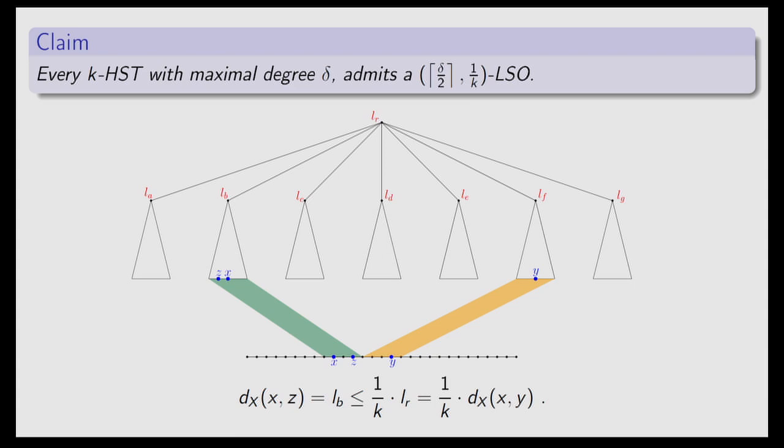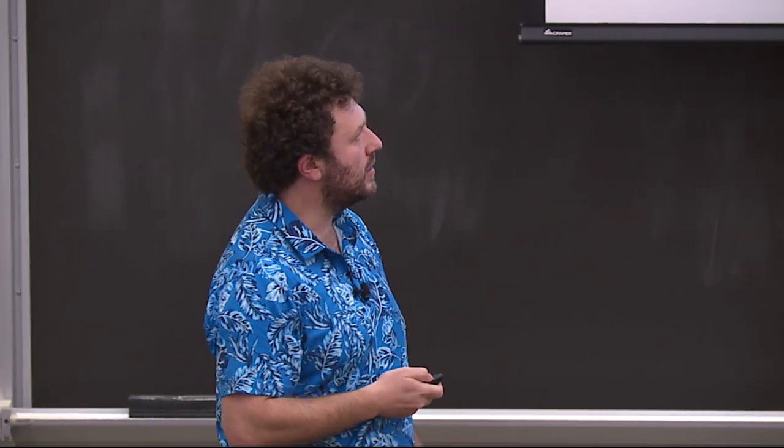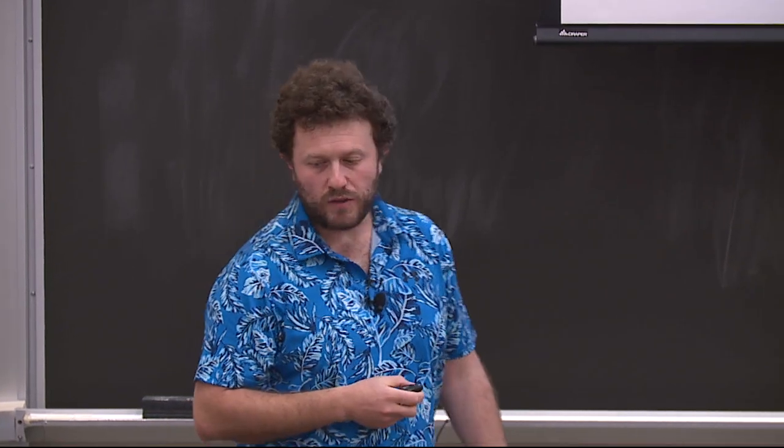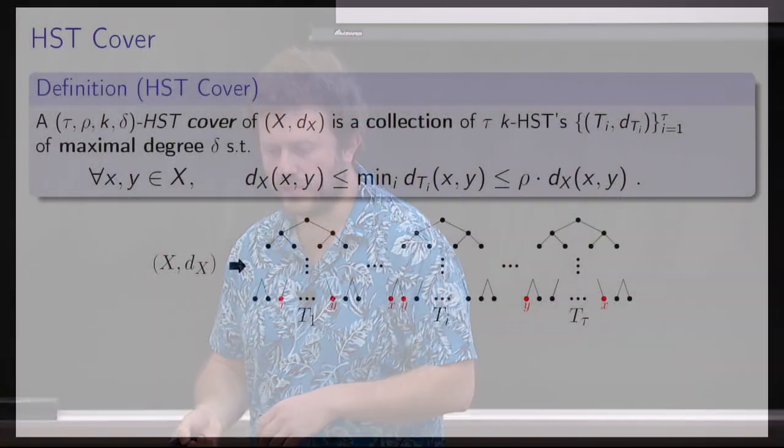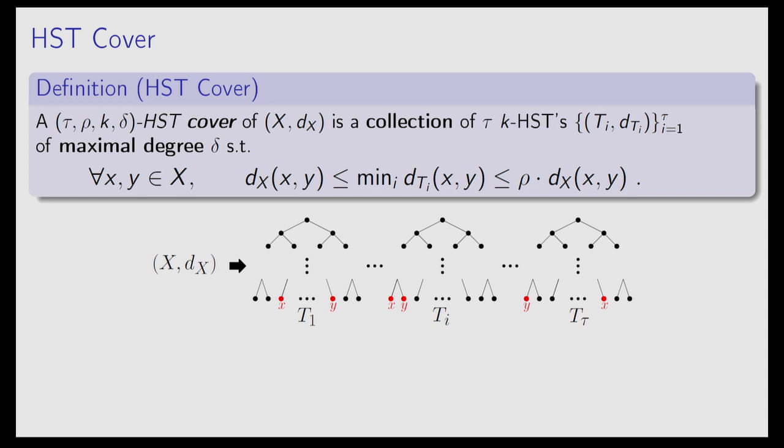Okay, so that's how we construct LSOs for HSTs. And now to get from HSTs to doubling metrics, use an HST cover, which is similar to the tree covers that were discussed by Hung, I guess. No, by Chung? Yeah, okay. I missed the talk, unfortunately.